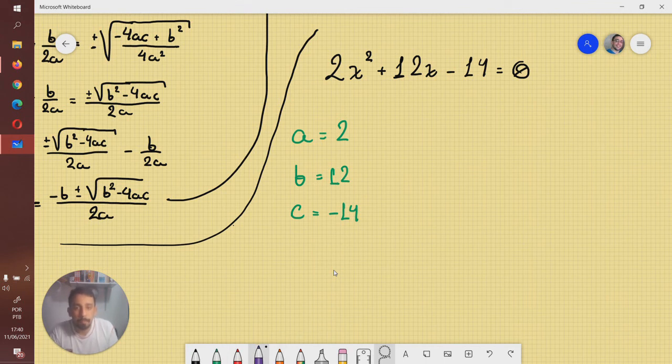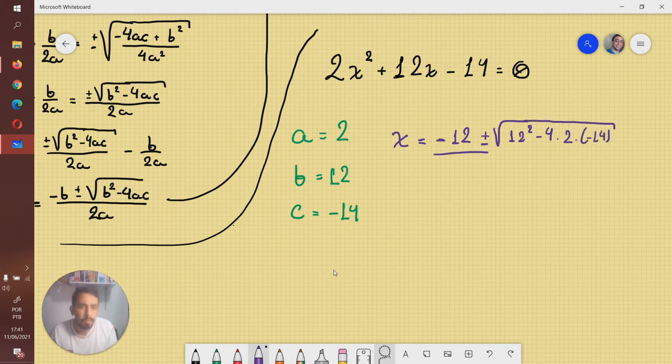I'm going to do it in purple. I'm looking for x, right? Two results, different ones. Negative b is negative 12. Follow the equation there. Plus or minus, inside the square root, I have 12 squared minus 4 times a, which is 2, times c, which is negative 14. Never forget the negative. If you don't like negatives, try to make them your friend. 2a in the bottom. 2 times 2, right?